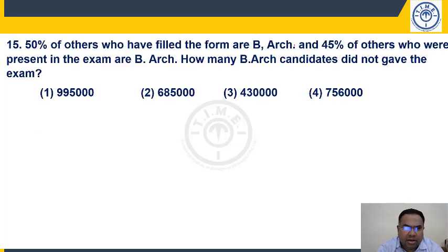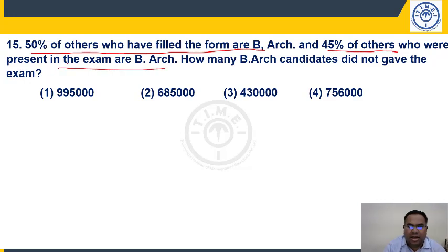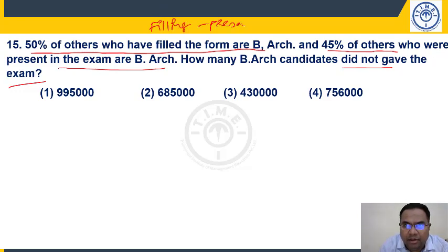Okay, question number 15. 50% of others who fill the form are from BR, and 45% of others who are present in the exam are BR. How many BR candidates did not give the exam? How many absentees we need to find out? How will you get absentees? You need to find out how many filled the form, how many are present for the exam. The difference between those two will give you how many did not give the exam, or absentees. So basically, filling the form minus present for the exam will give me did not give the exam, or I can say absentees.